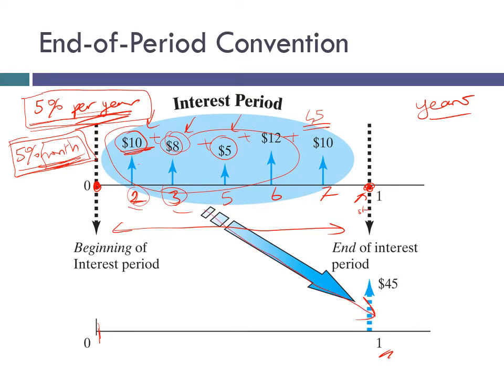Okay, what you should understand here is that any transactions that occur in between two interest periods are collected and combined at the end of the interest period. And we will not see any such transactions on the cash flow diagrams in between the interest periods.